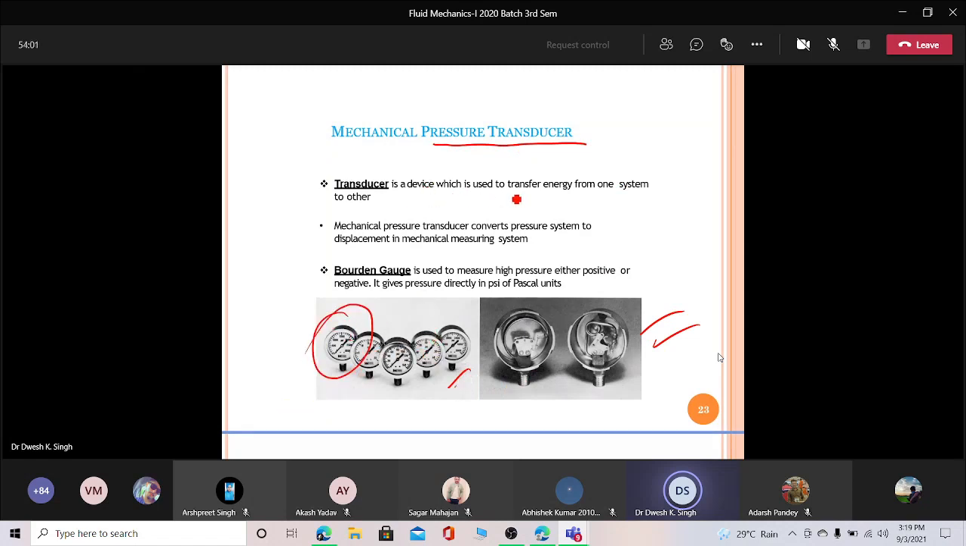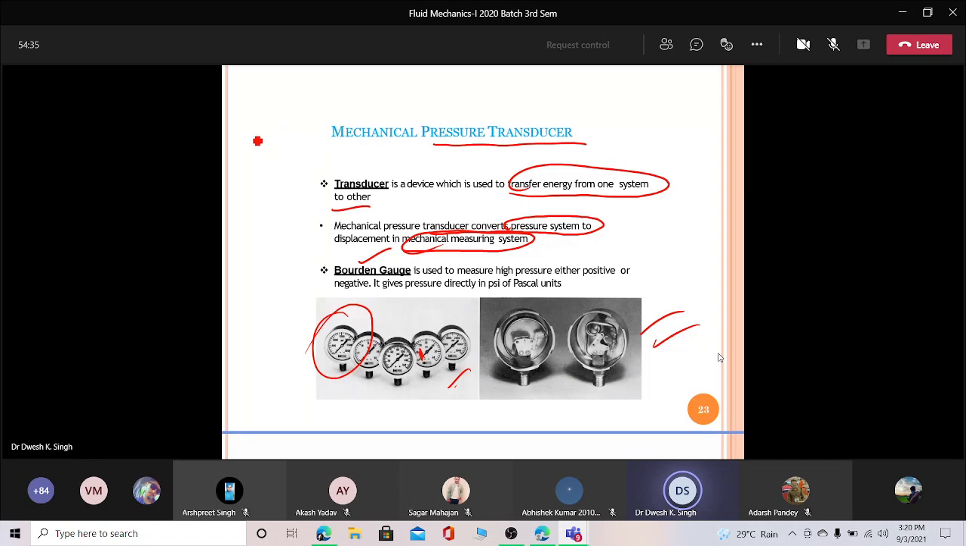Okay, so a transducer is a device used to transfer energy from one system to another. So a mechanical pressure transducer converts pressure in a system to a displacement in a mechanical measuring system. The concept of this Bourdon gauge is a transducer. A transducer transfers one energy to another form, and then from that form to spring energy, and this spring energy gives you the reading. So this is the overall, broad idea of how this Bourdon gauge works.